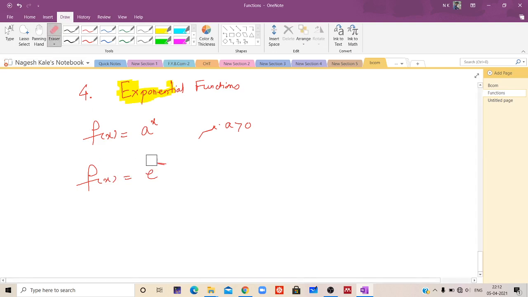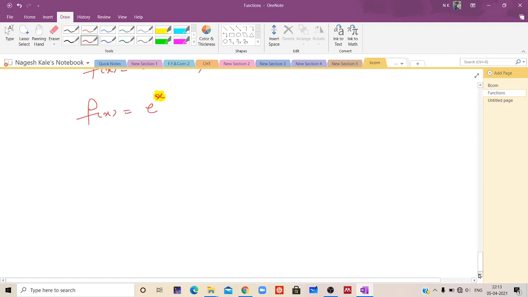So what is the value of e? The value of e lies between 2 and 3. Okay, so f of x is equal to e raised to x. These kinds of functions are called exponential functions, because in these functions x is in the exponent, right? After these exponential functions, the last type of function is a logarithmic function. In logarithmic functions, we find a log of that value.